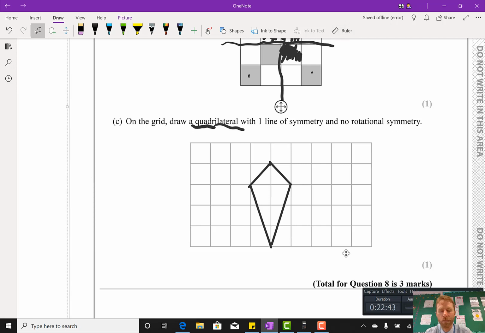which is through here, and it has no rotational symmetry at all. If we rotate that, it is not going to look exactly as it is until we get back to the start. The other shape I could have drawn is an isosceles trapezium.